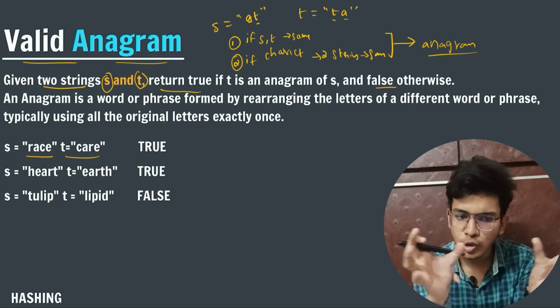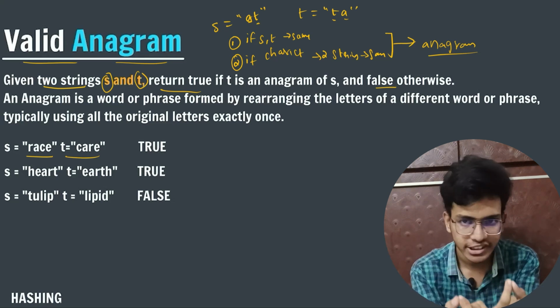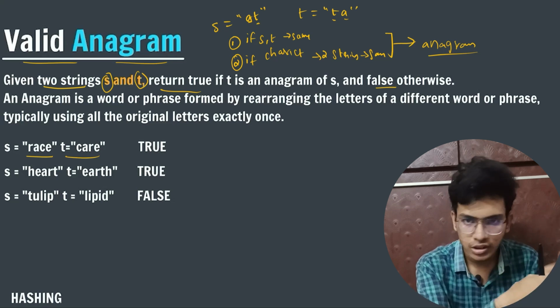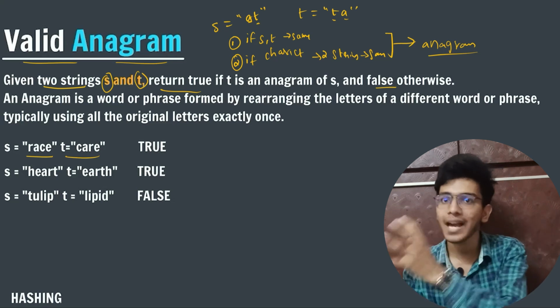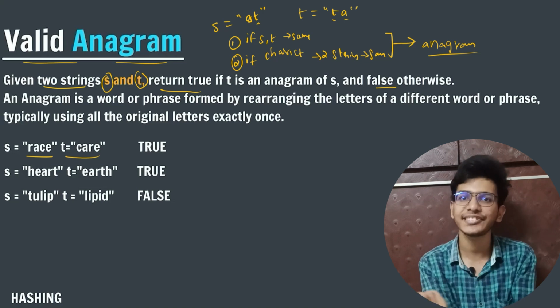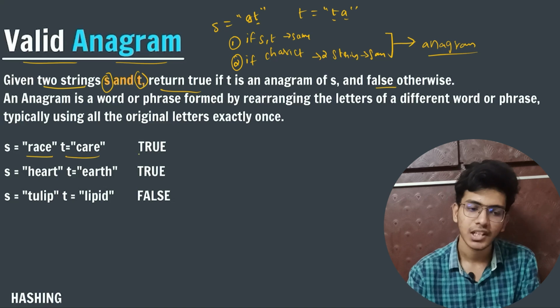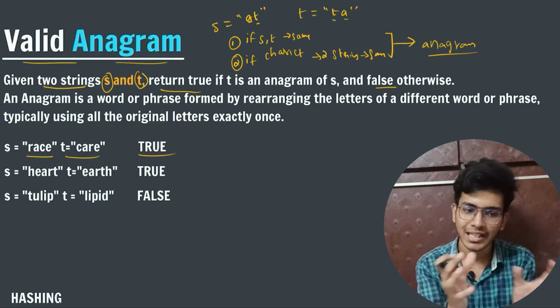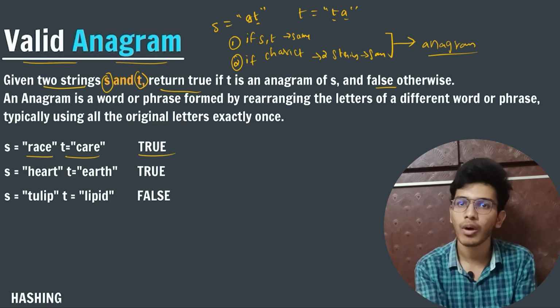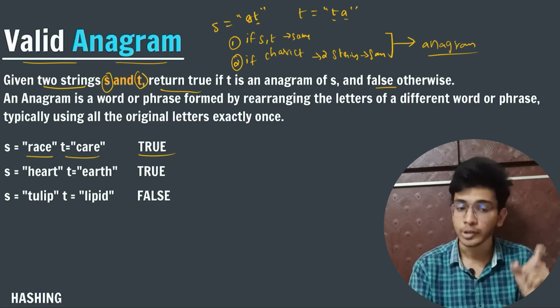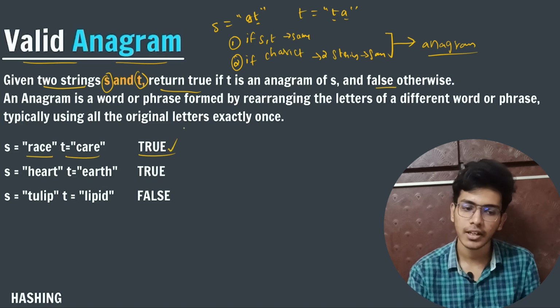So the given two strings, first of all, their sizes are the same. And the characters which I am using in the s string, I am using the same characters, but I am changing the sequence of them, that's all. If this is the case, then the given s and t strings will become valid anagrams, else it will not become a valid anagram. So if it is a valid anagram, then I will return true.